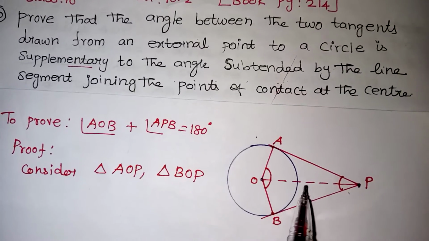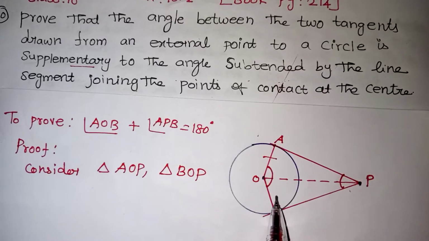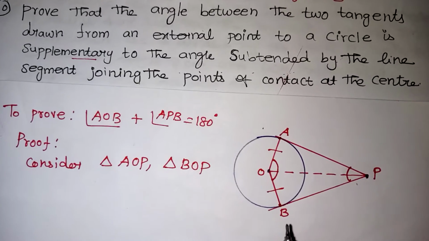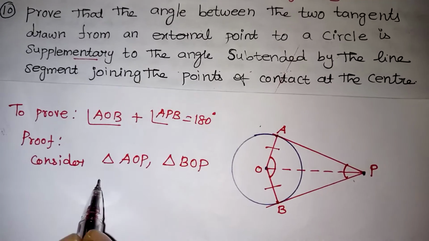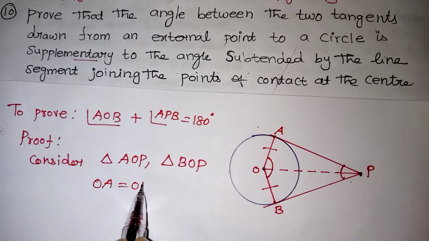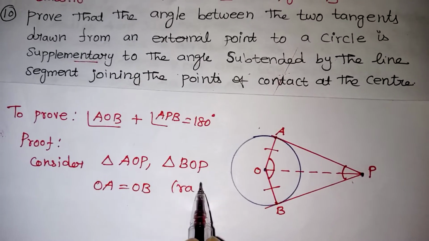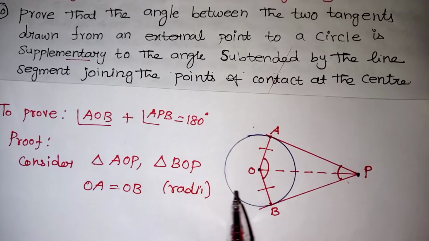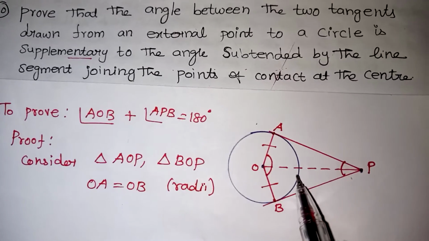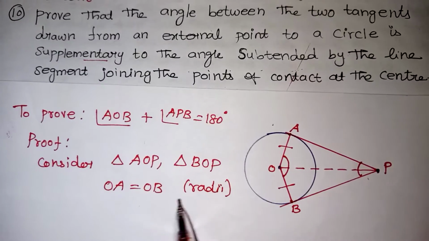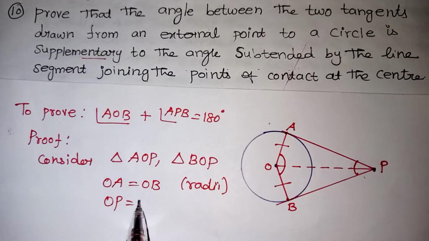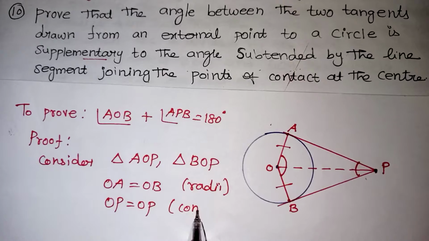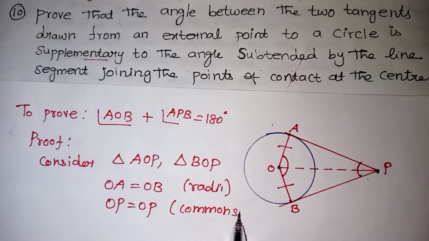In these two triangles, OA and OB are equal in length because both are radii of the circle. So we can write OA is equal to OB. The reason is radii, the plural form of radius. Now the next one, OP is common. It's a common line for both the triangles. So we can say that OP is equal to OP. That is a common side for both the triangles.